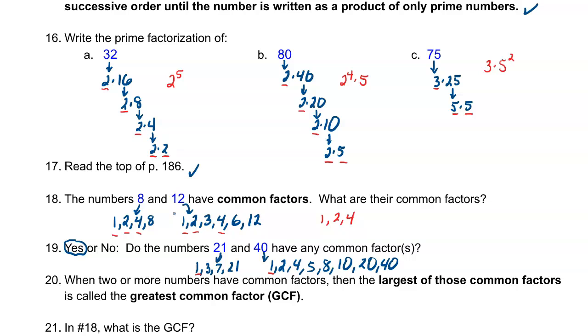Number 20, when 2 or more numbers have common factors, then the largest of those common factors is called the greatest common factor, or GCF.